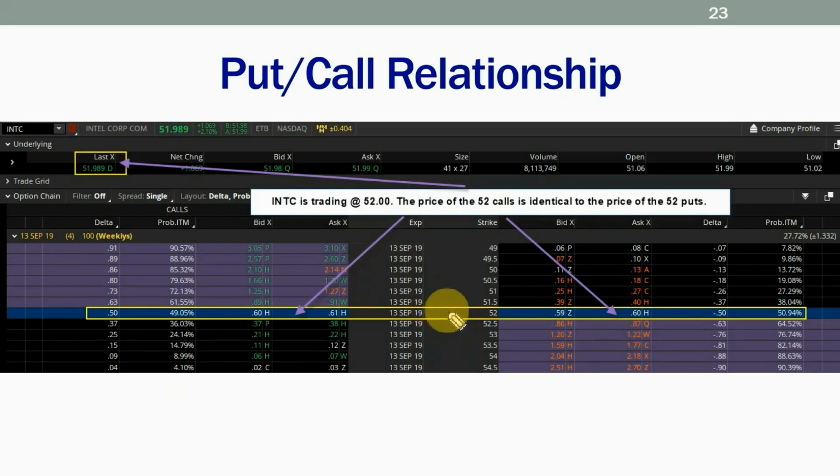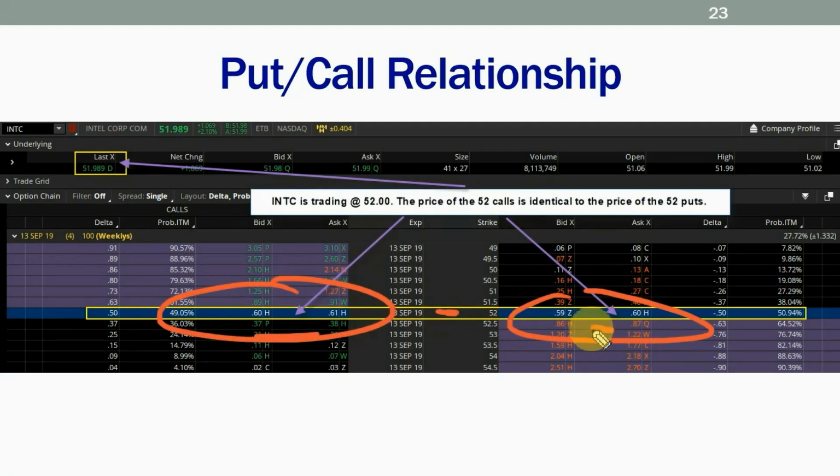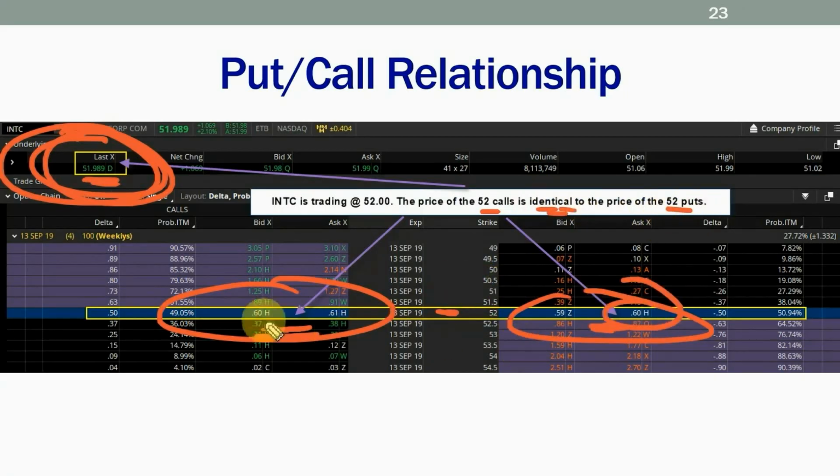I like to look a lot at option pricing. Why? Am I an options geek? Maybe. But I put a lot of stock, no pun intended, into the pricing of options. And the reason is, take a look. This stock is trading pretty much right at 52. Have you noticed the price of the 52 calls is identical to the price of the 52 puts? That option is 60 cents, and that option is 60 cents. I took a screenshot right when Intel was at about 52.